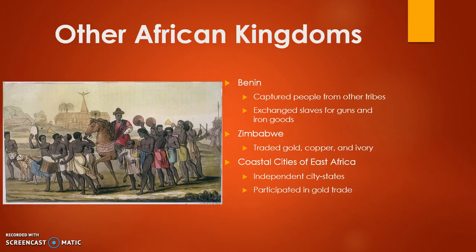And then we have the Kingdom of Zimbabwe. They traded gold, copper, and ivory, so they also became quite wealthy from trade. And then we have the coastal cities of East Africa. These remained independent city-states, so they were not very large kingdoms, but they also participated in the gold trade. So there's a lot of people who benefit from trade in East Africa, and then there's others who are going to suffer greatly, as you can see from the capture of these people who were eventually sold into slavery.